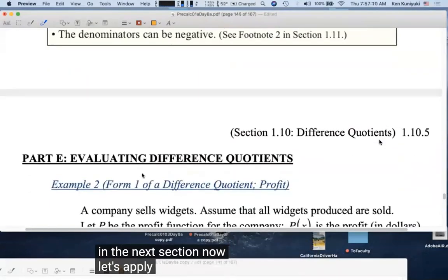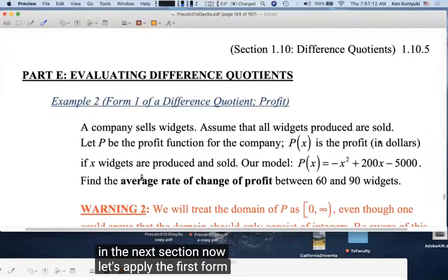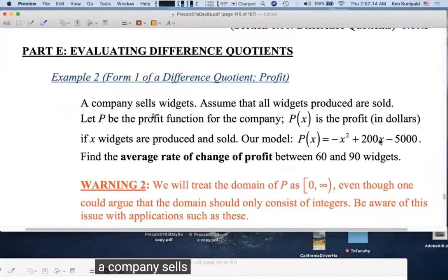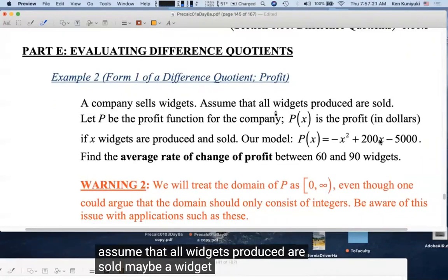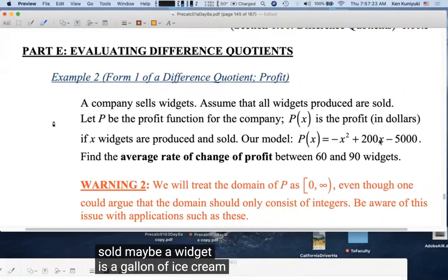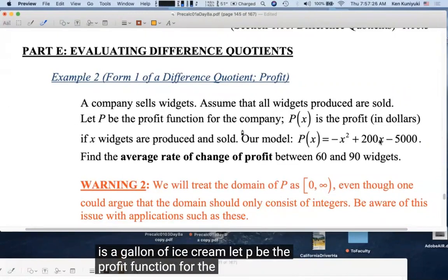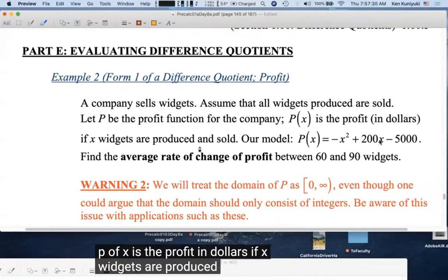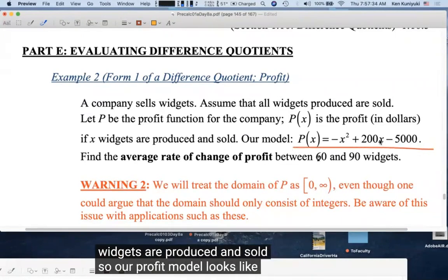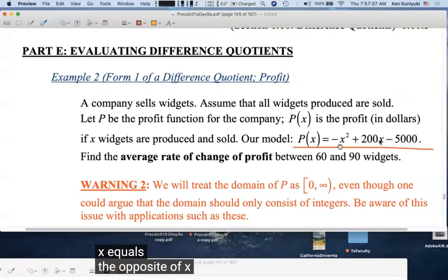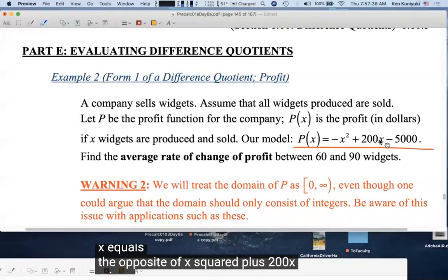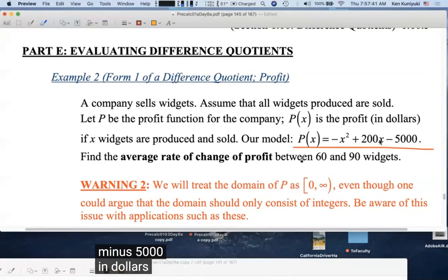Now, let's apply the first form. A company sells widgets, a fictional object. Assume that all widgets produced are sold. Maybe a widget is a gallon of ice cream. Let P be the profit function for the company. P of x is the profit in dollars if x widgets are produced and sold. So our profit model looks like this. P of x equals the opposite of x squared plus 200x minus 5,000 in dollars.